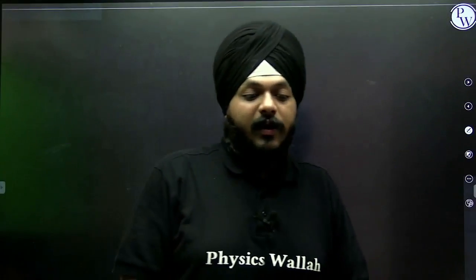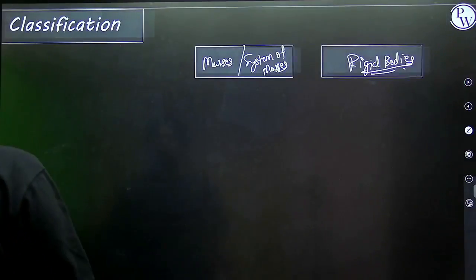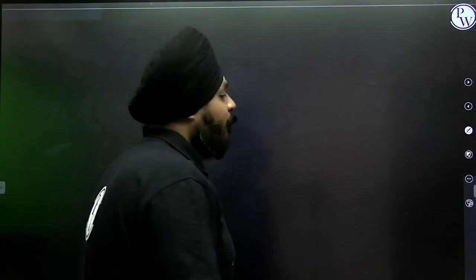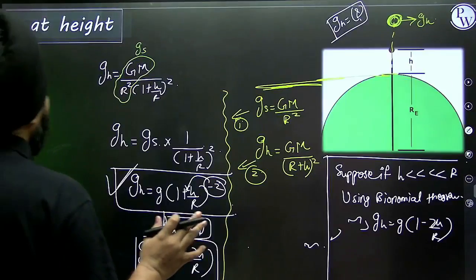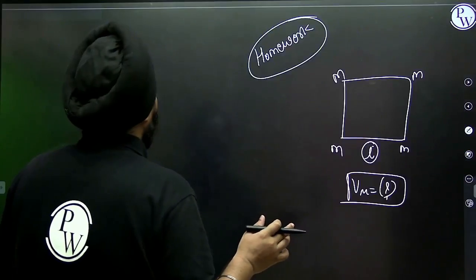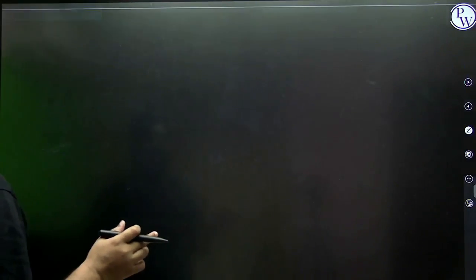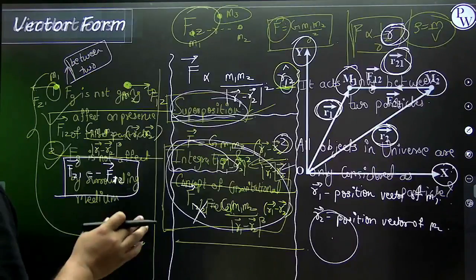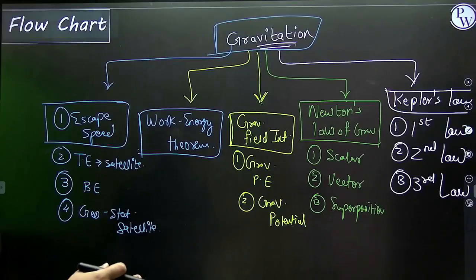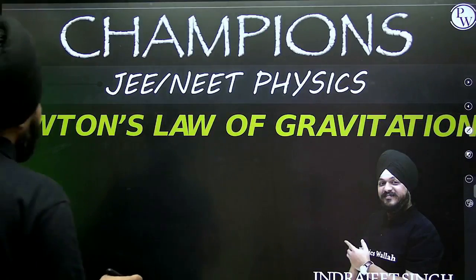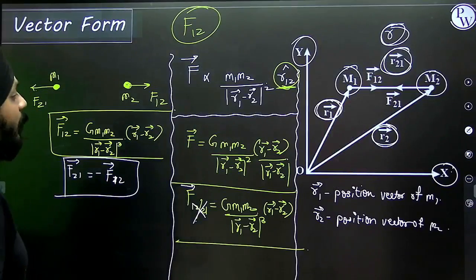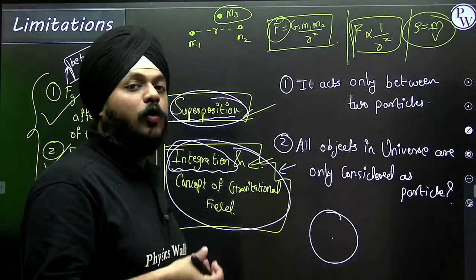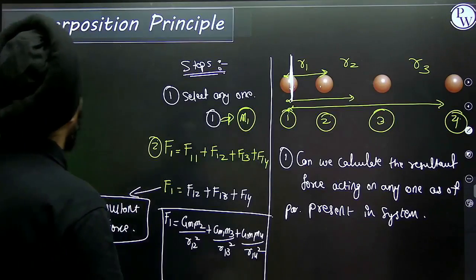So let's have a glimpse of what we have seen in this session till now and what topics are remaining. It's a very simple thing remaining, I think: it's all about Kepler's law. First we moved on to the flowchart of the chapter. After that we moved on to Newton's law of gravitation, in the scalar form and the vector form, some noteworthy points and the limitations related to it.